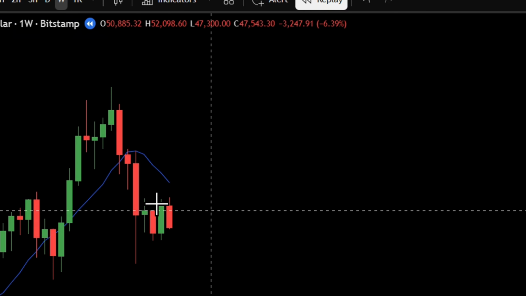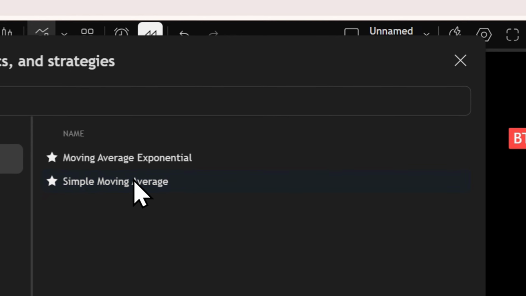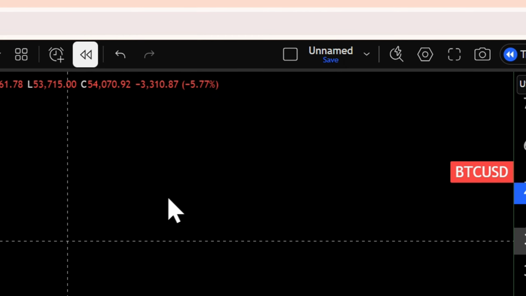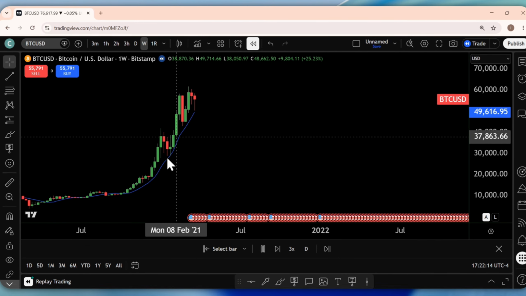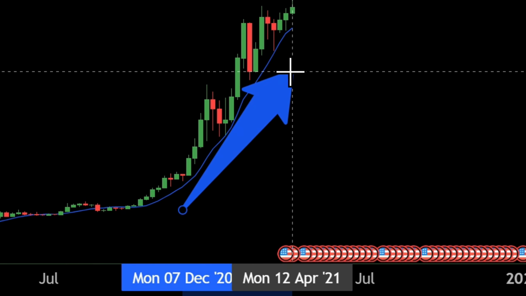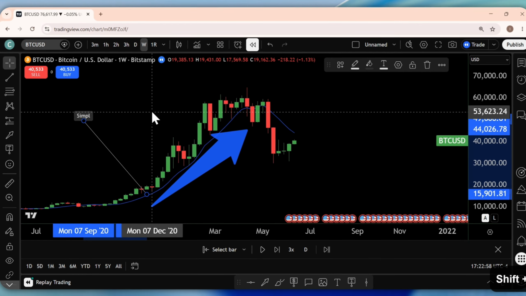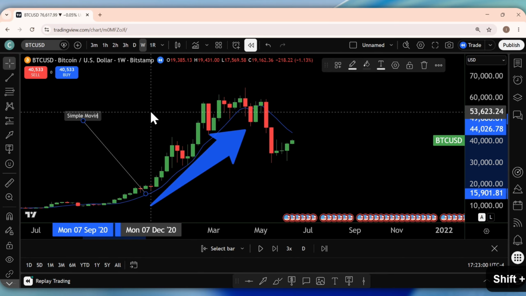A moving average is one of the simplest tools in technical analysis. Its main purpose is to smooth out price action so you can see the overall trend more clearly instead of reacting to every candle movement. And in financial markets, identifying trend direction early can help traders make better investing and risk management decisions. So let's jump into TradingView.